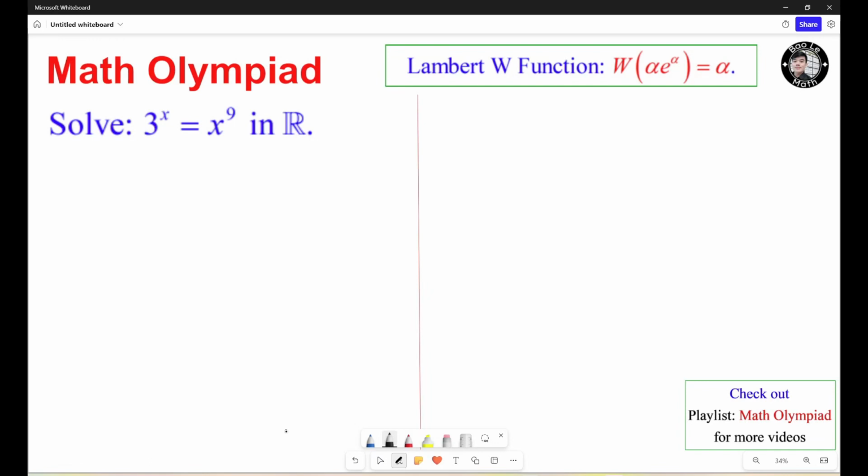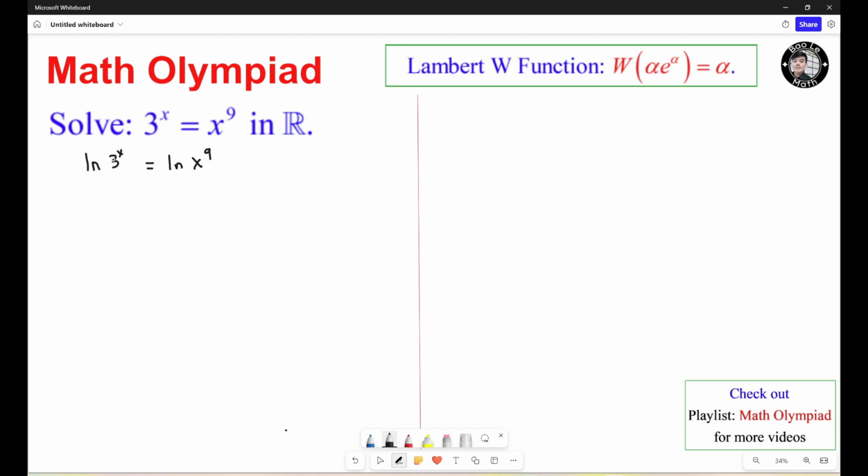Hello everyone, in this video we're going to learn how to solve this math Olympiad problem. Solve 3 to the s equals s to the 9 in the real number system. First, we need to take the natural log of both sides. So we have natural log of 3 to the s equals natural log of s to the 9.